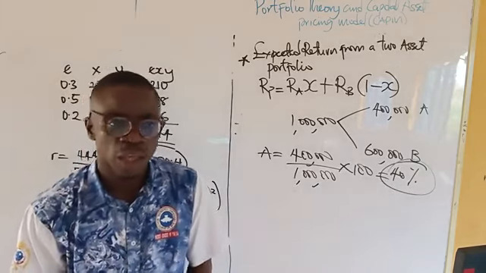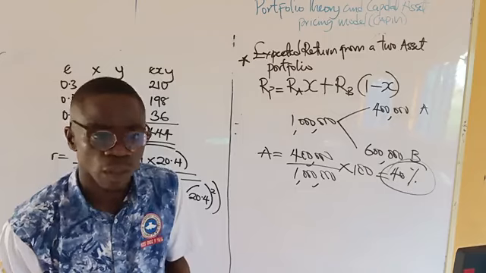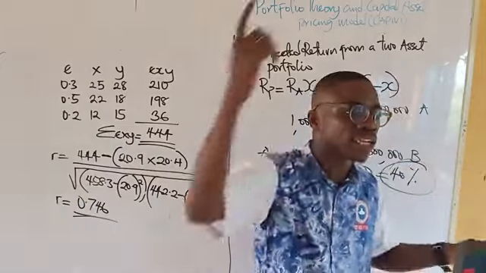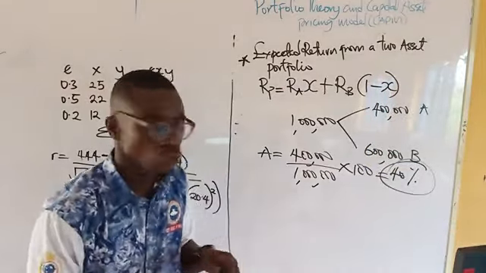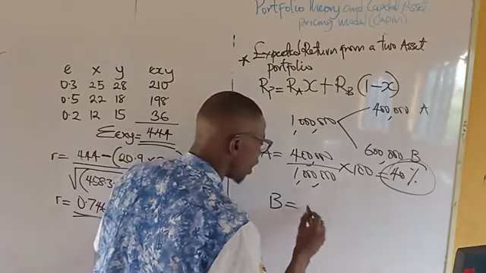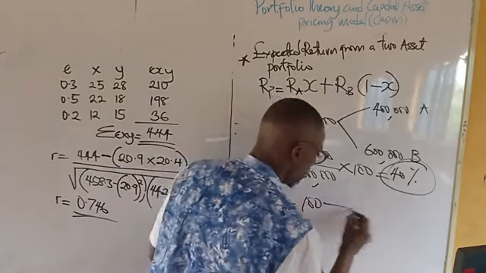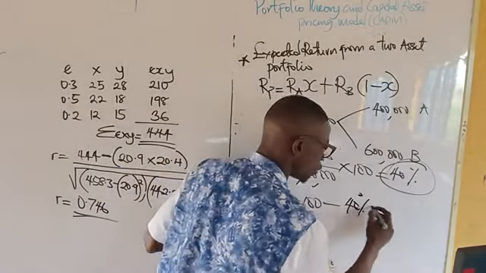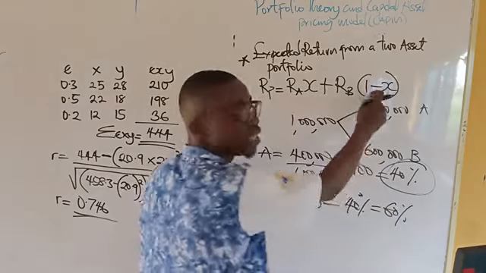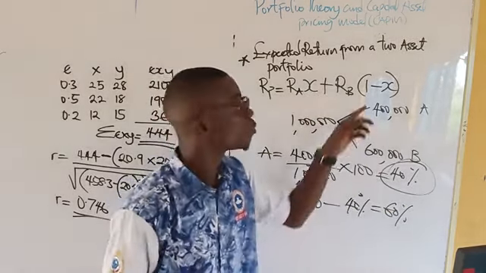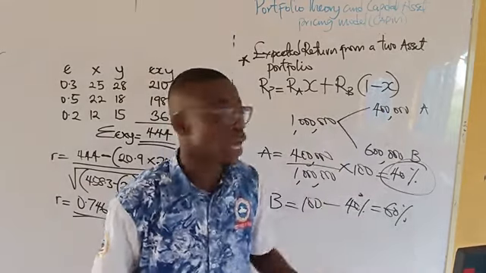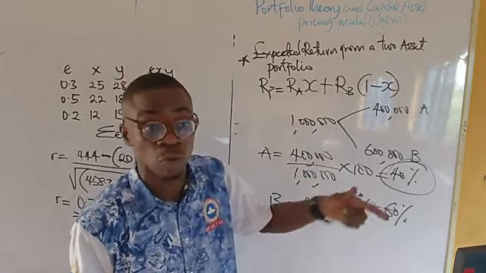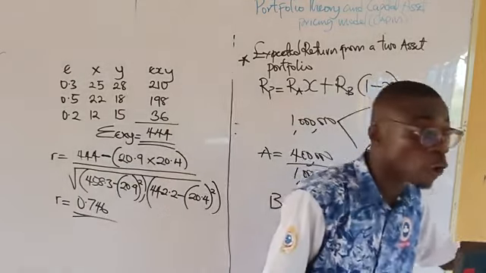The whole money is 1 million. That 1 million represents 100%. So for you to get B, just say 100% minus 40%. That will give us 60%. That's what they are saying here. Because we are using 1 in the formula, this percentage will be converted to decimal when you are calculating here. That will be 0.4.